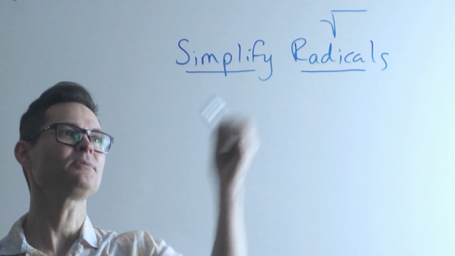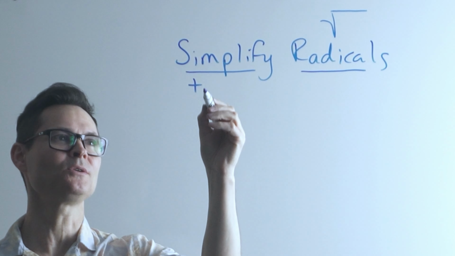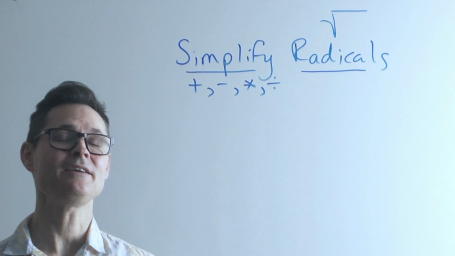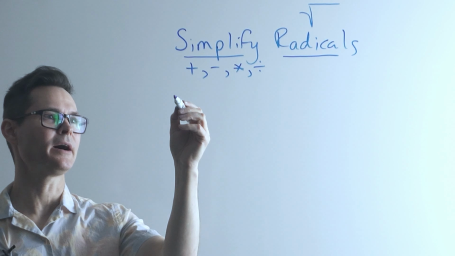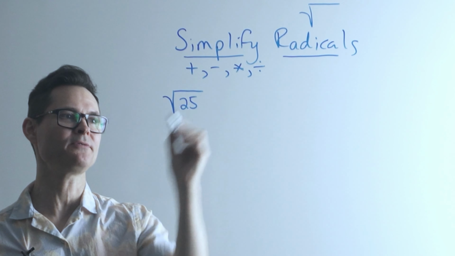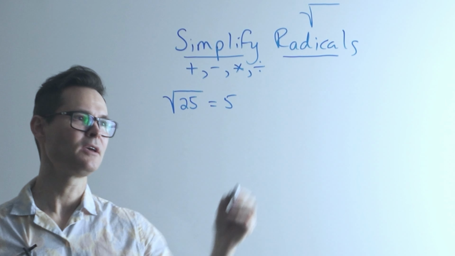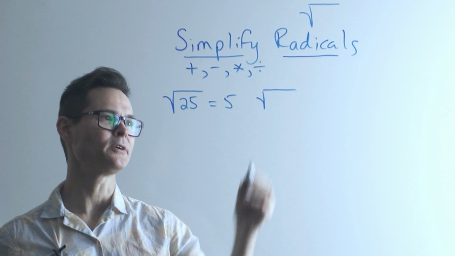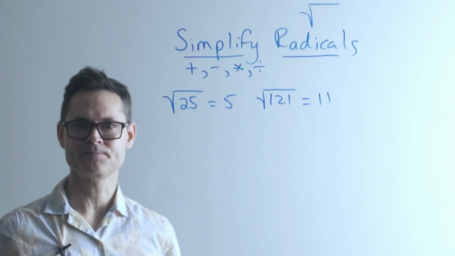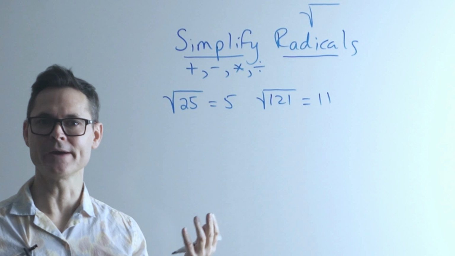And the thing with simplifying is it can involve a lot of things. We could be talking about adding radicals, subtracting, multiplying them, dividing them. Let's look at some radical cases that probably you already know. If I said the square root of 25, you're probably going to tell me the answer is 5, and you'd be correct. And the square root of, let's say, 121 equals 11.